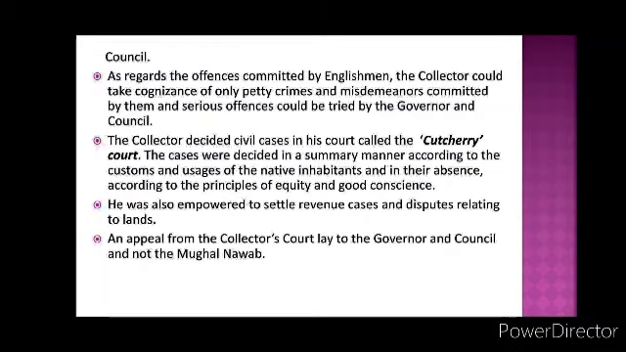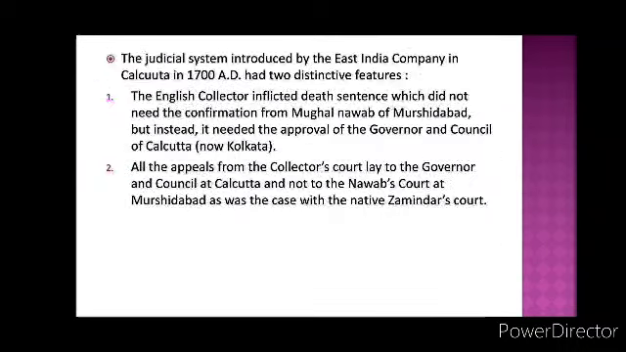Appeal from these cases lay to the governor and council. He was also empowered to settle revenue cases and disputes relating to lands. Thus, as a whole, the judicial scheme introduced by the East India Company in Calcutta in 1700 AD had two distinct features. The first was that the English collector could award death sentence which did not need the confirmation of the Mughal Nawab of Murshidabad, but rather needed the approval of the governor and council of Calcutta. The second is that all appeals from the collector's court lay to the governor and council at Calcutta and not to the Nawab's court at Murshidabad, as was the case with the native zamindar's court.